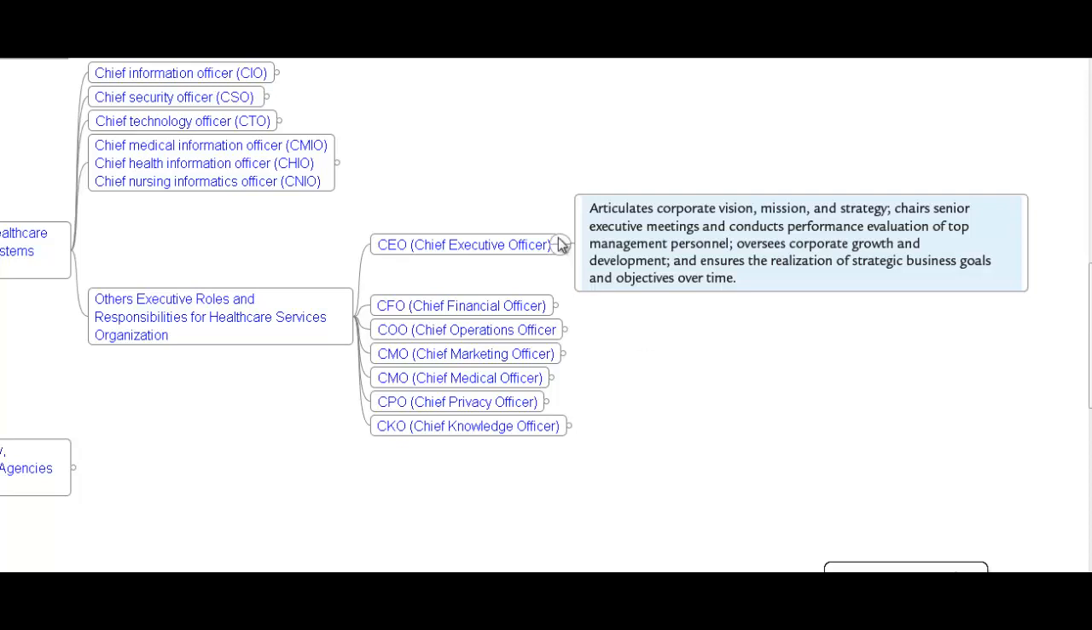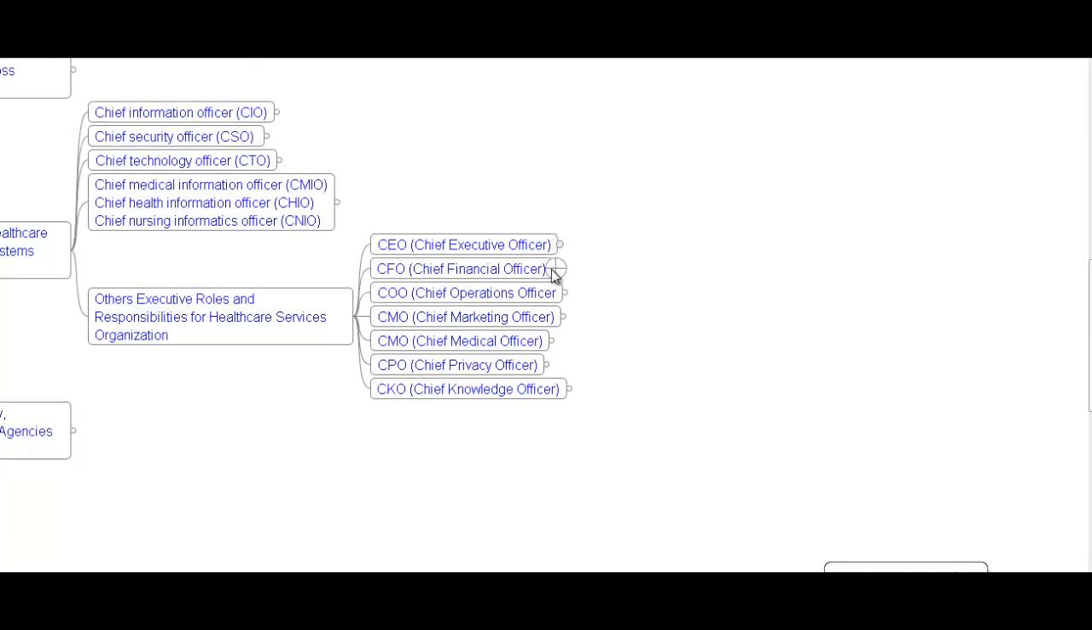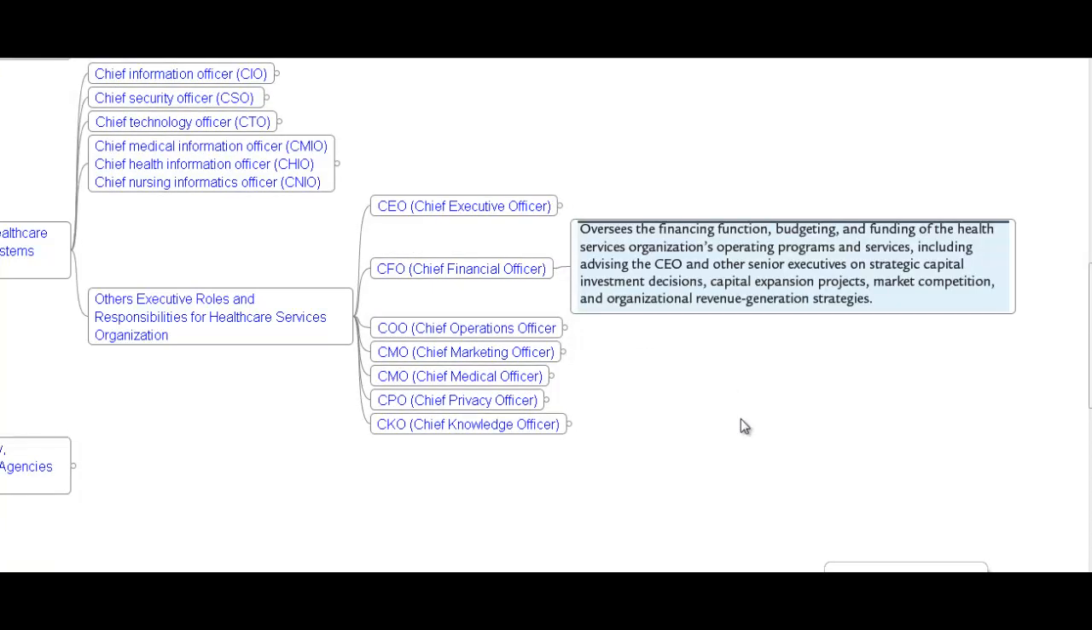Let's see the role of Chief Financial Officers. The CFO oversees the financing function, budgeting and funding of health services organizations' operating programs and services, including advising the CEO and other senior executives on strategic capital investment decisions, capital expansion projects, market competition, and organizational revenue generation strategy.